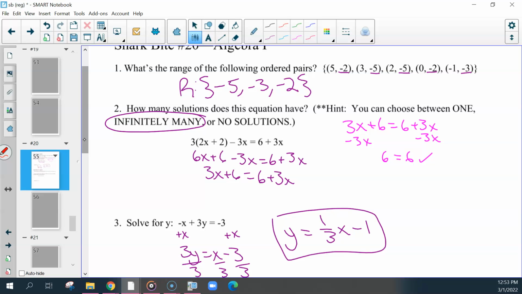So let's say I subtracted 3x on both sides. I got 6 equals 6. Then that would be a true statement. This would be infinitely many solutions. What questions do we have on that one?